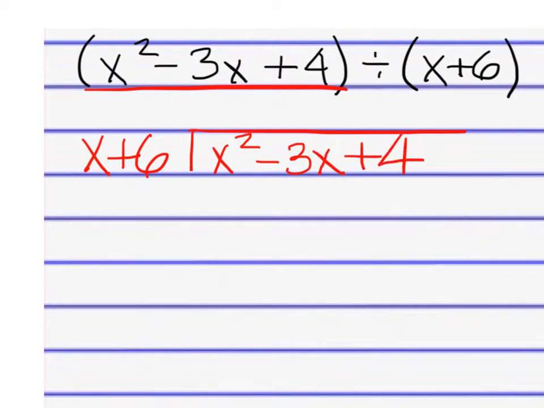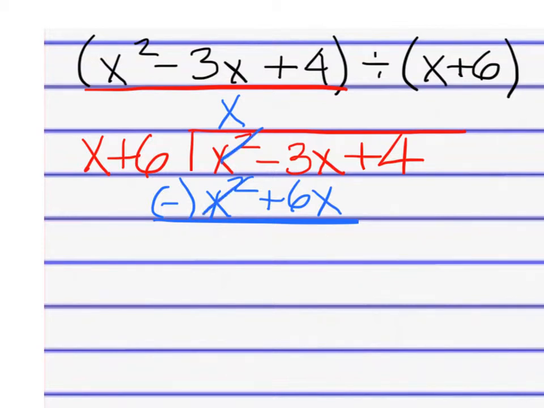Your first move is to figure out what I have to multiply this x by to get x squared. In other words, x squared divided by x is x. And I multiply each of these items by this x and put the result here. X times x is x squared, x times 6 is 6x. And then subtract. The x squares cancel out, and you're left with negative 3x minus 6x, which is a negative 9x. Drop the plus 4 from here.